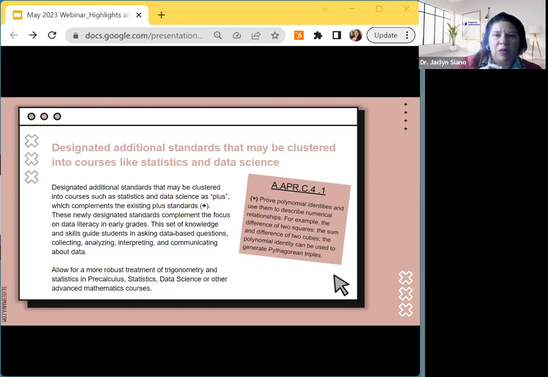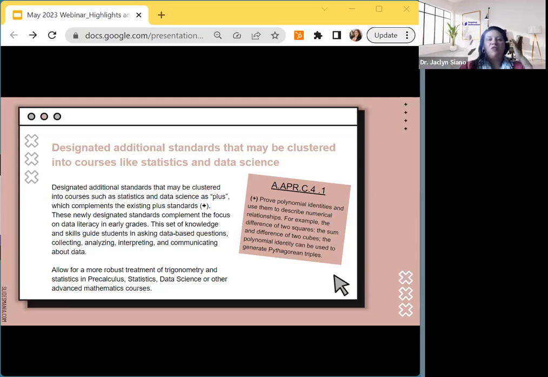So you'll see in my little pink box, there's literally a plus sign in parentheses next to these standards. These are additional standards that can be clustered into current courses, and they will be clustered into those advanced math courses. So this might be covered in a statistics class, but not in any of Algebra 1, Algebra 2, or geometry. So they're kind of the additional standards for advanced math.